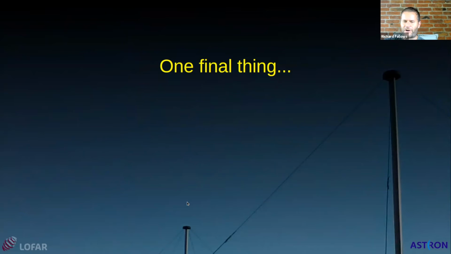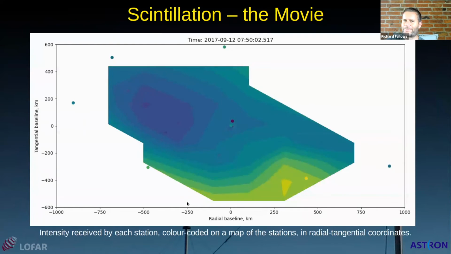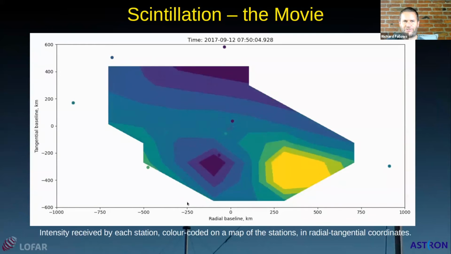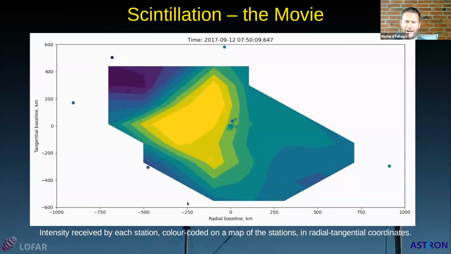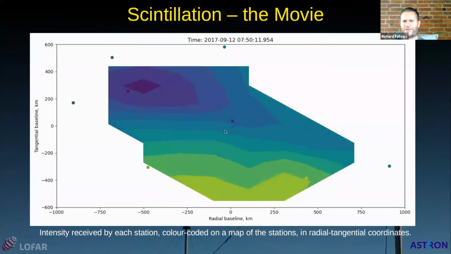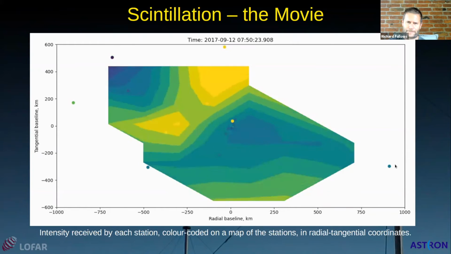So one final thing now, and that's just to take a look at the scintillation pattern itself moving across the array. That's all it is. So taking all the stations that we measured with this particular observation, all the international stations, you can see the cluster of the Dutch array in the middle here. You've got the Polish stations off to the left over here, UK and Ireland off to the right.